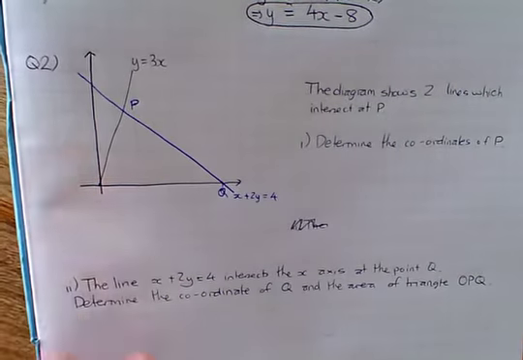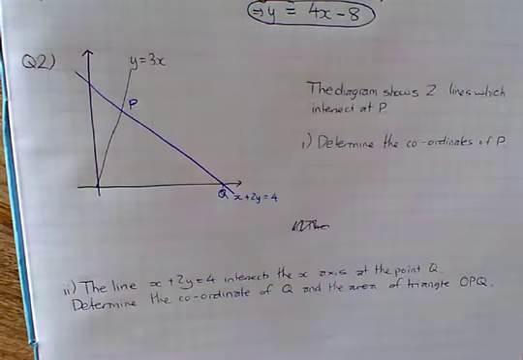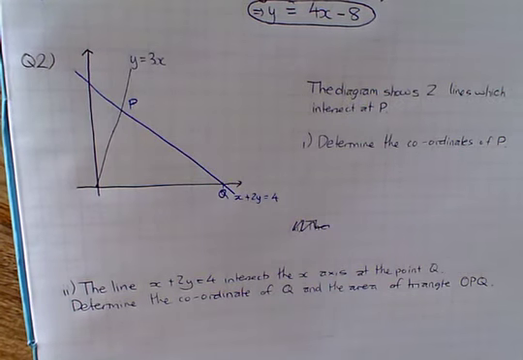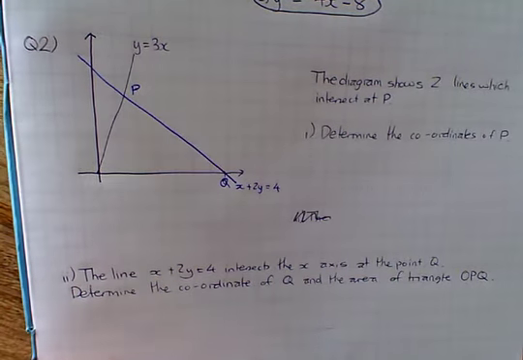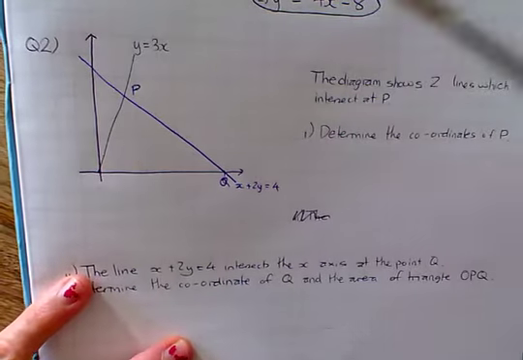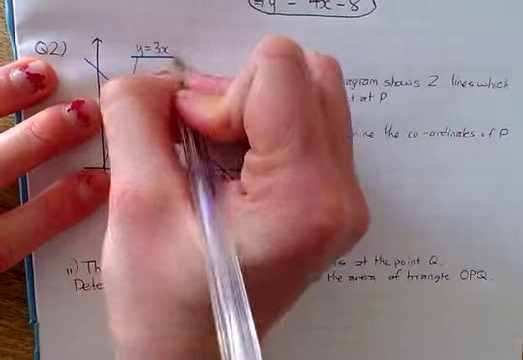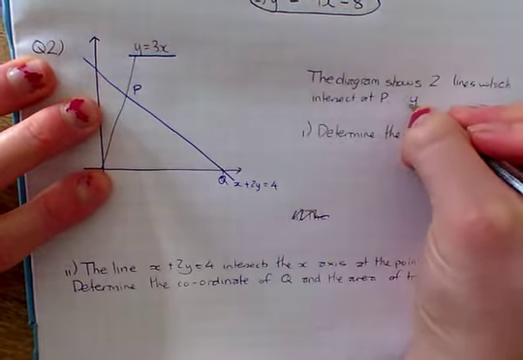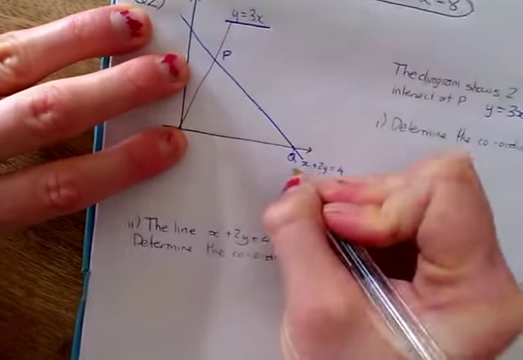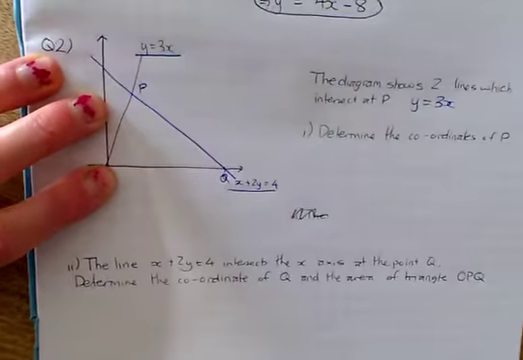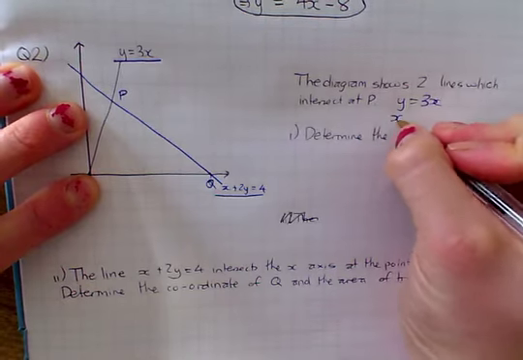Moving on to have a quick look at example 2. As I say, this is all uploaded on a PowerPoint, which might be slightly easier to read for you, but I've got it here as well. We have got the diagram shows two lines which intersect at P, and we can see that the lines are y equals 3x and x plus 2y is equal to 4.